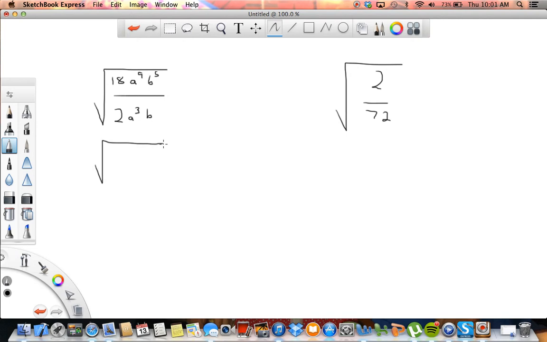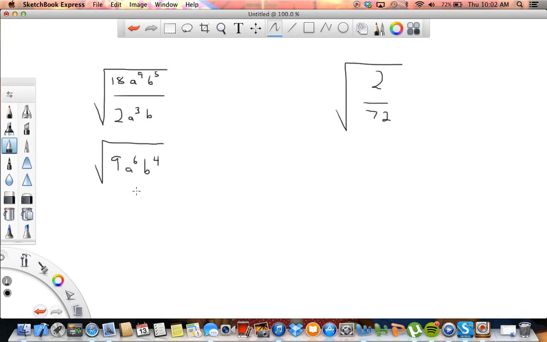So I'm going to draw the radical sign. 18 divided by 2 gives me 9. A to the ninth divided by a to the third. Remember, we subtract our exponents, so 9 minus 3 gives me a to the sixth. And then b to the fifth over b to the first is going to give me b to the fourth power, because again, we're just subtracting those exponents. Now we have a simple problem.